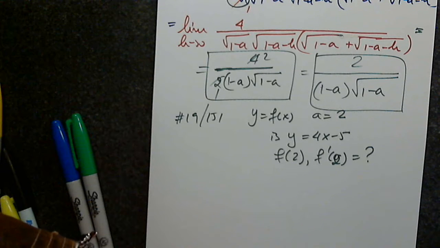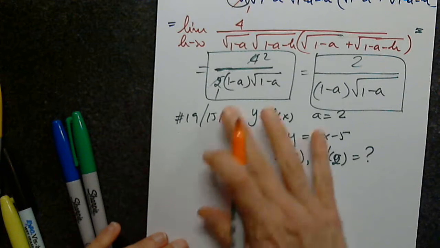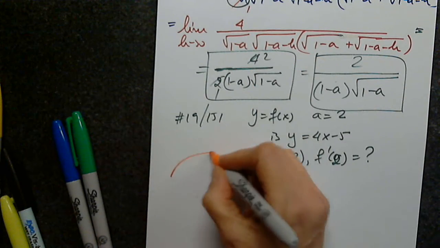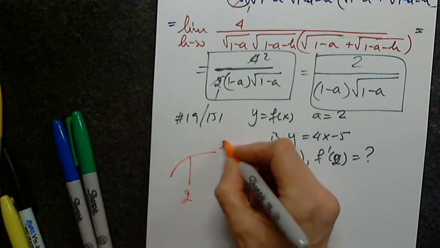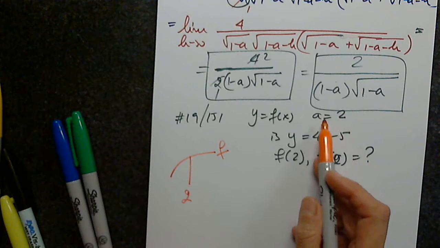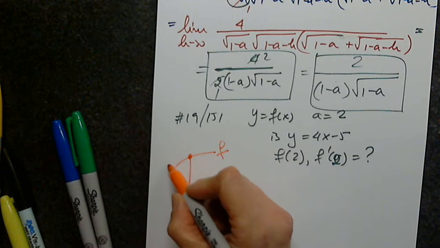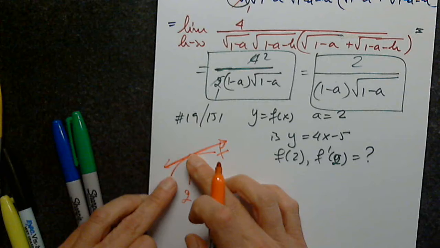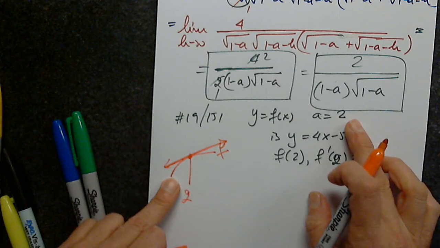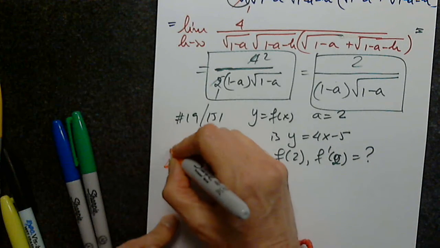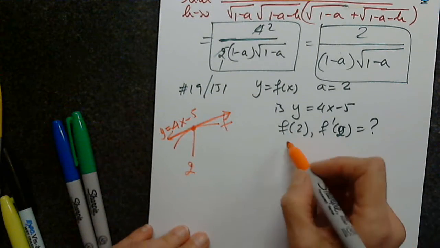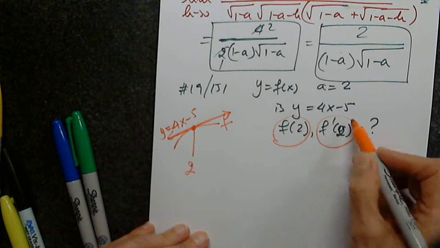Okay, so we are told that there is a function. I'm just graphing an idea, not something that I see here. So here's a function, and this is x equals 2. And at x equals 2, this line is the tangent to the graph at x equals 2. And the equation of this line is y equals 4x minus 5. They're asking us to determine two different things.